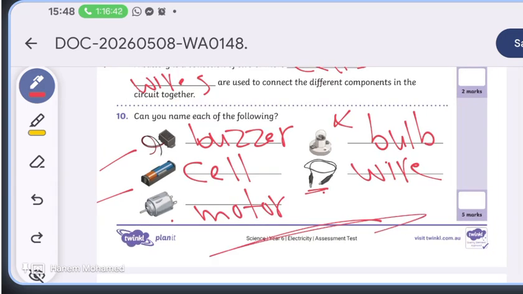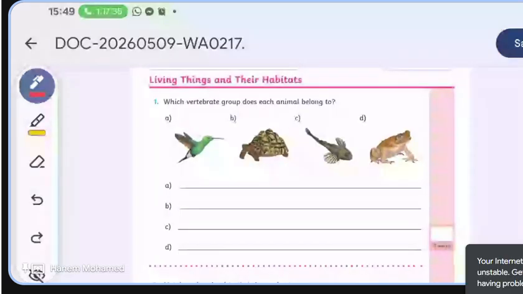So that is everything about electricity. It's super easy. It's talking about connection, series, parallel, the components, the switch to open the circuit and close the circuit, and so on. This exam is about living things and their habitats.